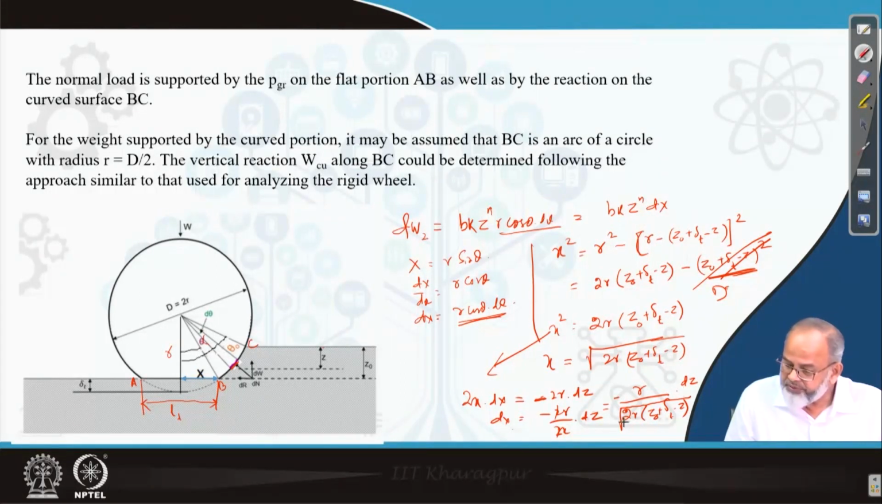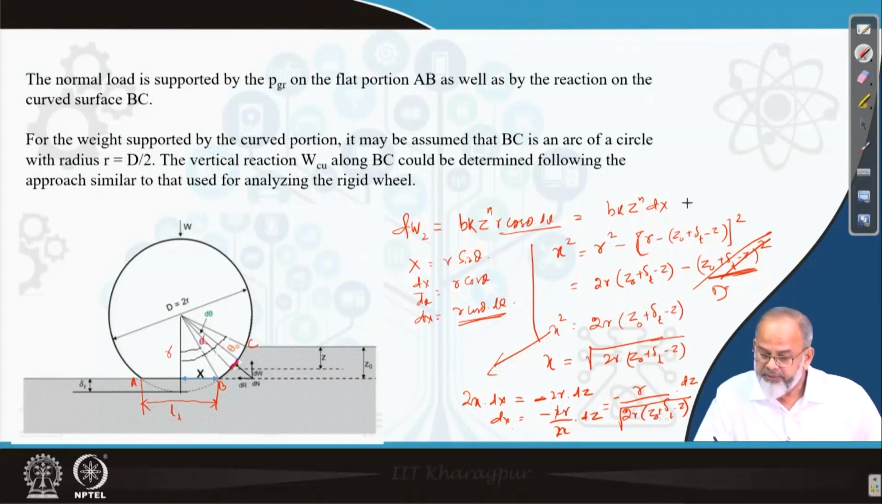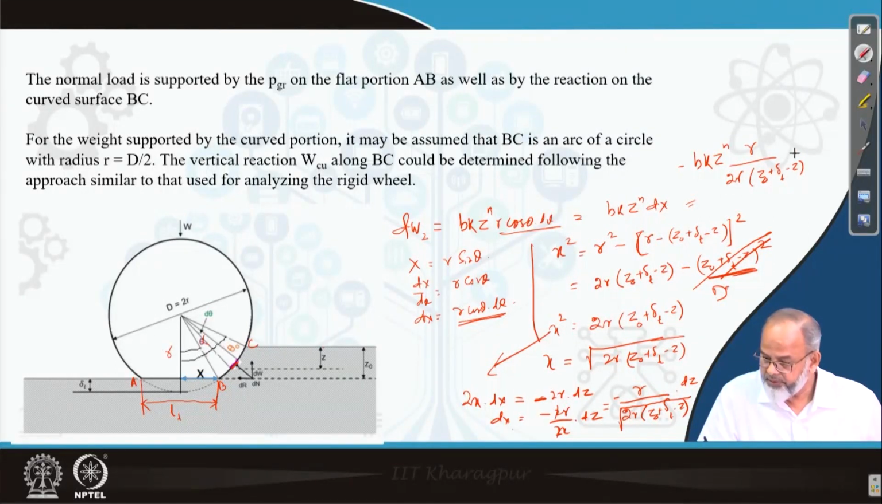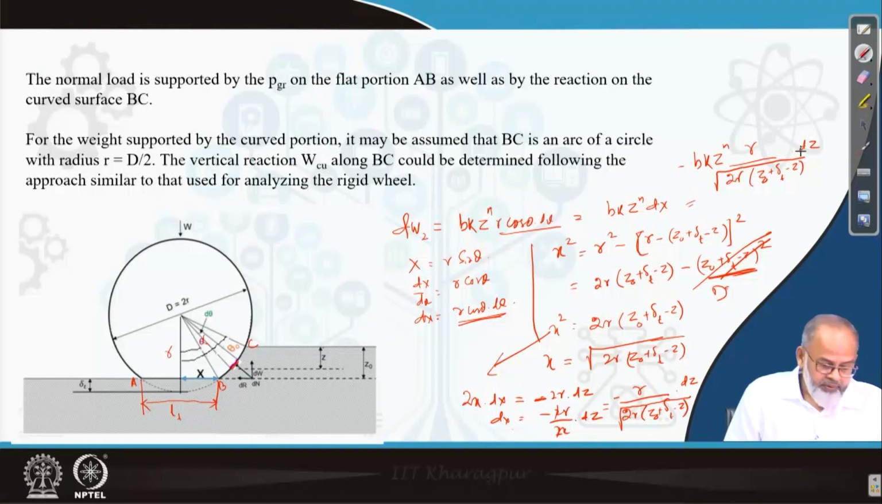So now I substitute for dx in this expression here, so it becomes b kz to the power n, and there will be a minus sign, square root of r by twice r z0 plus del t minus z, dz. Okay.